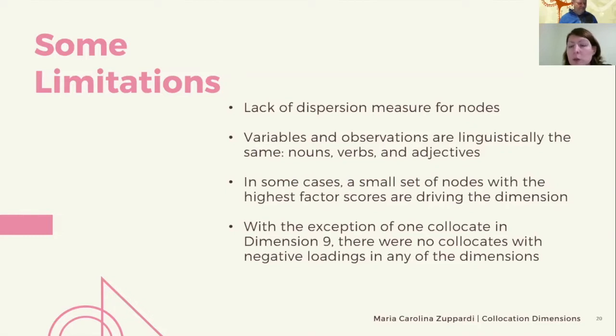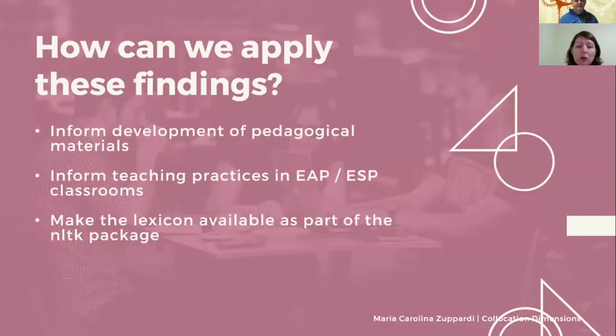This is something to explore a little bit more, but it is something that happens fairly frequently in dimension reduction results with Lexis. So that's it. And then what can we do with this? So how can we apply this?